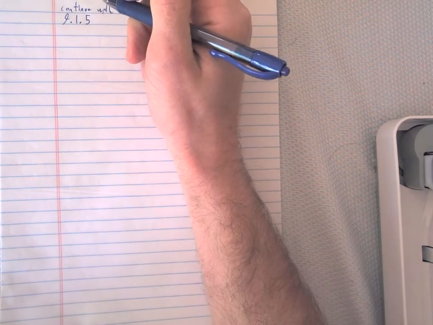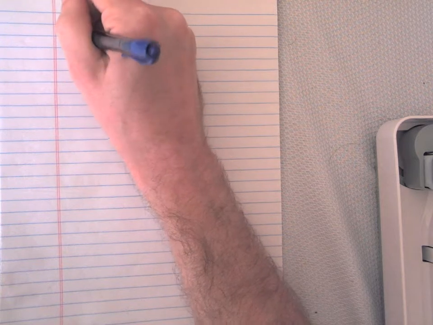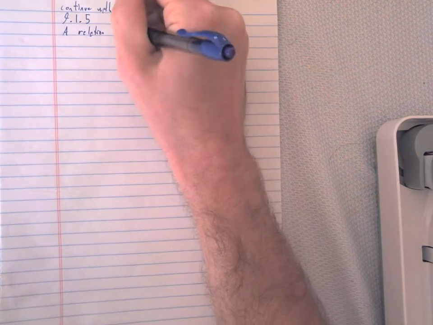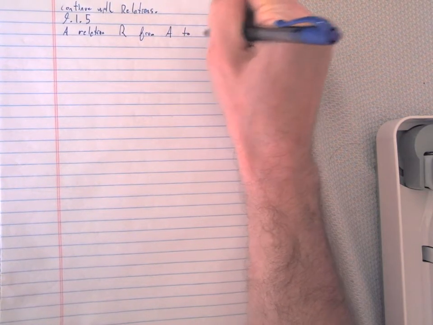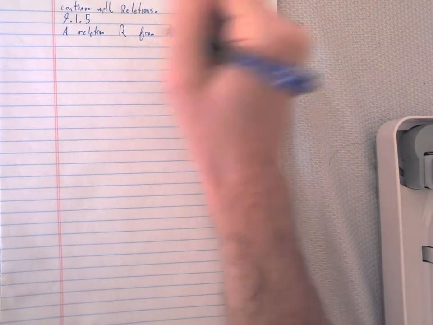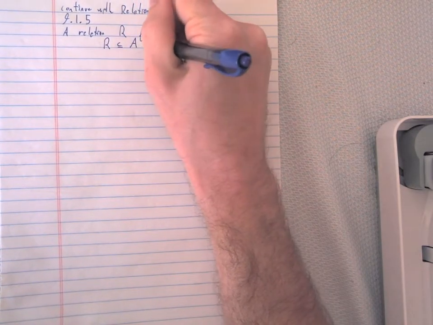So recall, by definition, what is a relation? A relation from A to B is just a subset of the cross product. R is a subset of the cross product A cross B.